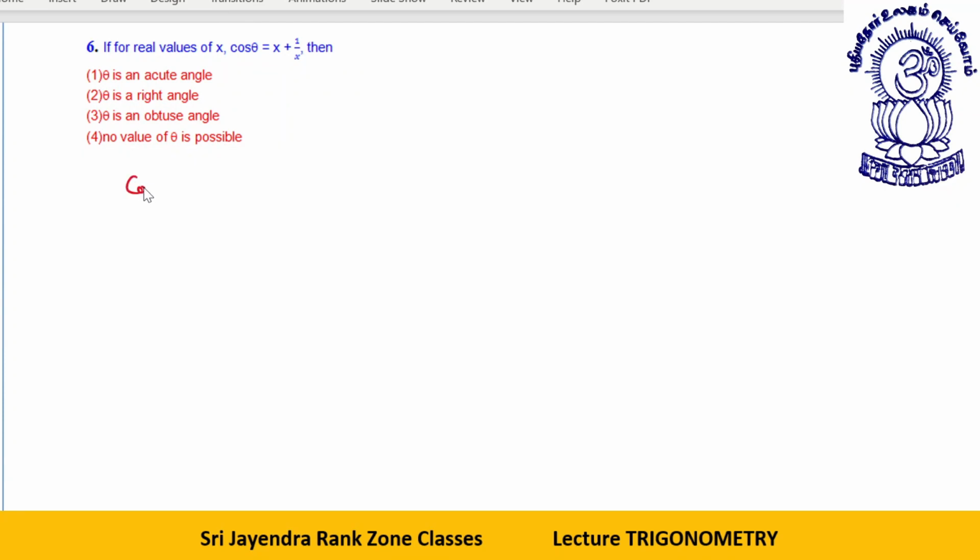Now we have cos theta is equal to x plus 1 by x. Look, dear students, what is the minimum value of this? And for this, what is the maximum value? Is equal to 1.